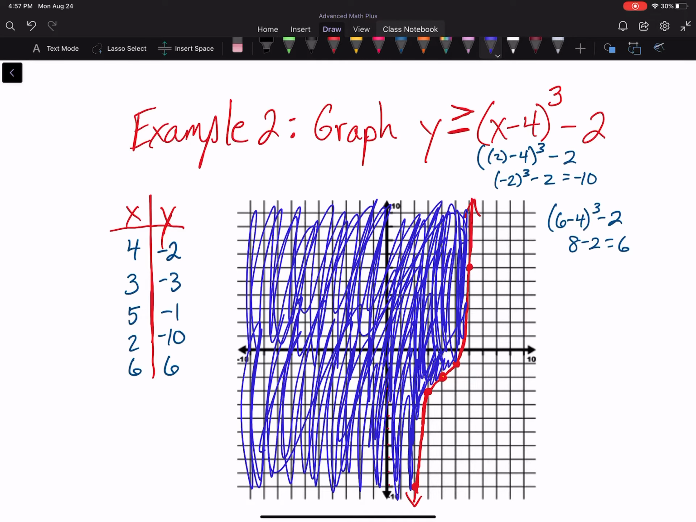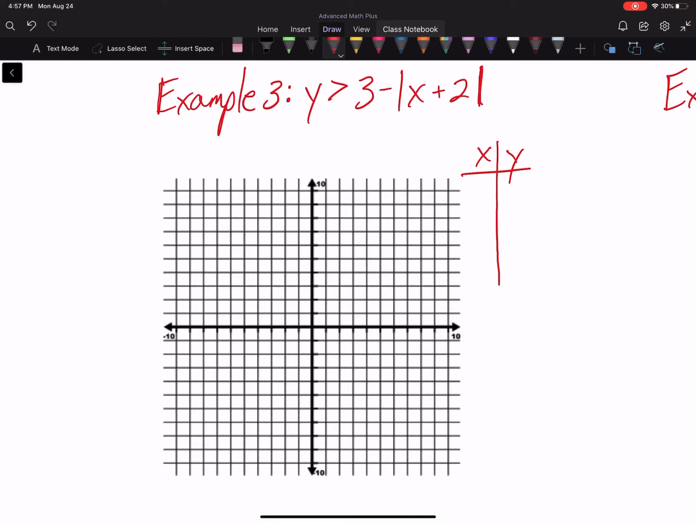Example 3, another graphing one. This time we're graphing an absolute value. Same thing, I'm going to make an XY chart. In this case, I'm going to try to make the absolute value 0. Again, this is just how I do it. That would be negative 2, and if you plug that in, you get 3 for y. If you plug in negative 2 for x, negative 2 plus 2 is 0, and then you're left with 3.